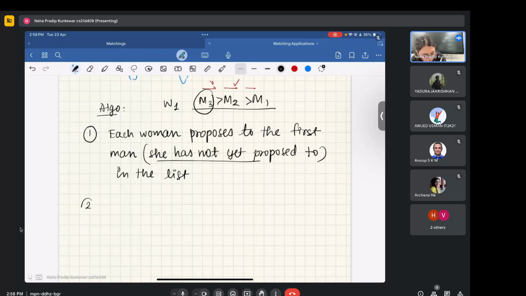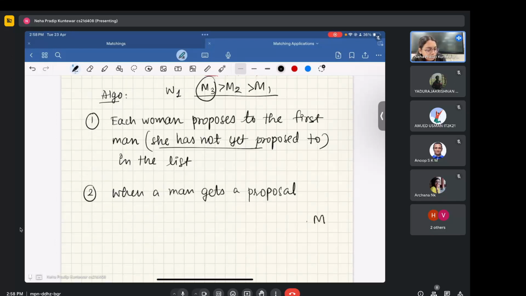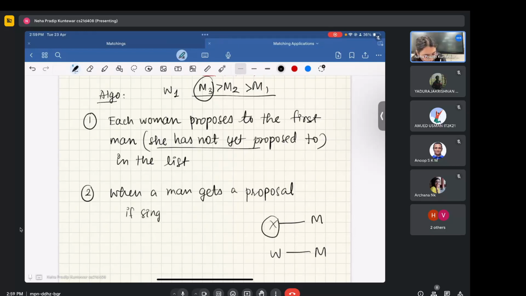And what does a man do when he gets a proposal? There are two possibilities. One is that a man gets a proposal and he's single, so he's not yet matched to anyone, or it is possible that he is matched to someone. If he's not matched to anyone, if single, then he accepts.